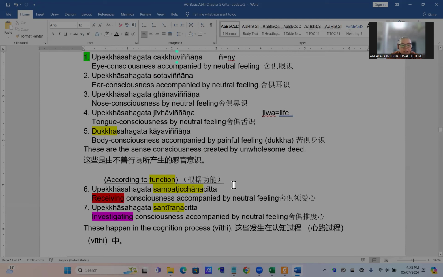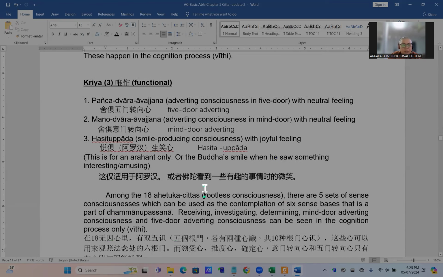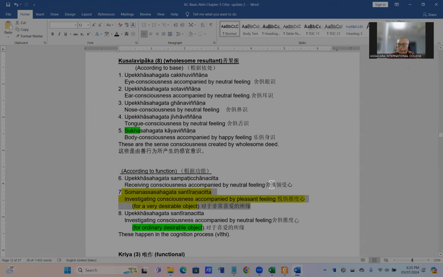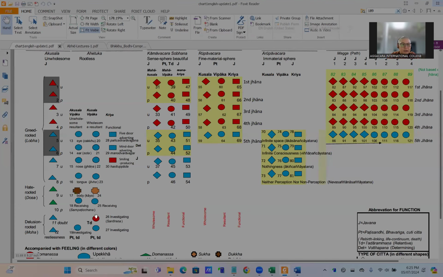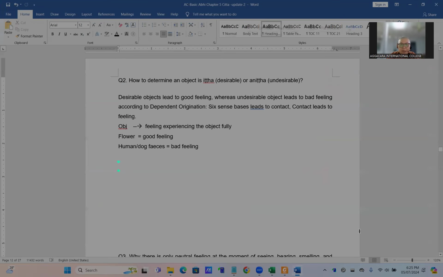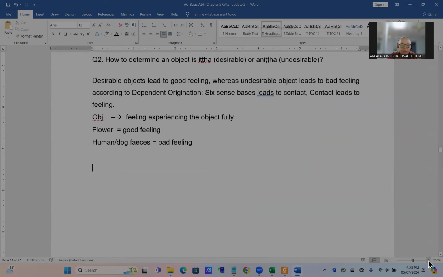Now the next question. For Somanasa, which we call kusala vipaka, there's one extra pleasant feeling. If you notice this one, both are Santirana, investigating. So only in kusala vipaka, there's one extra Santirana. For this answer, I think we still have to refer to the handbook of Abhidhamma, which I already explained last week.